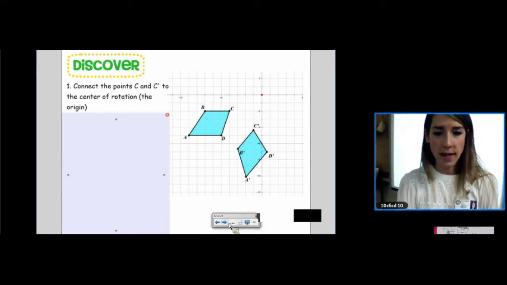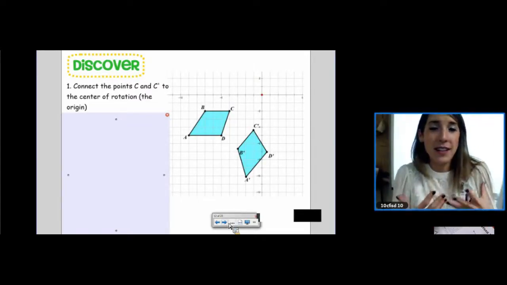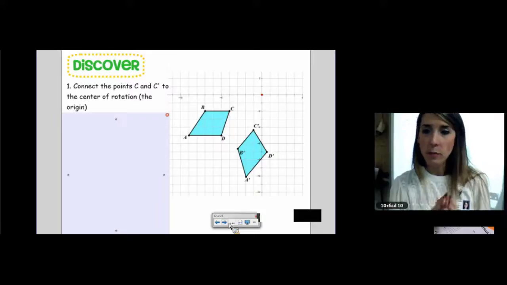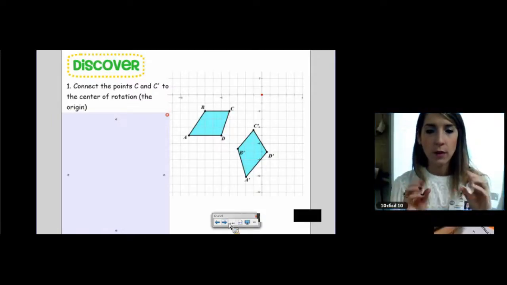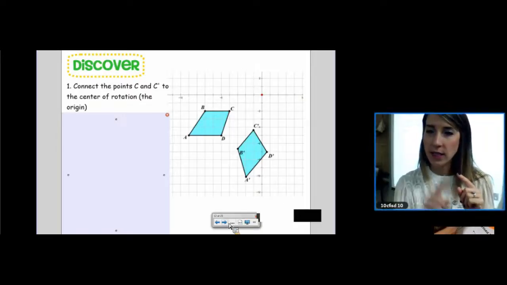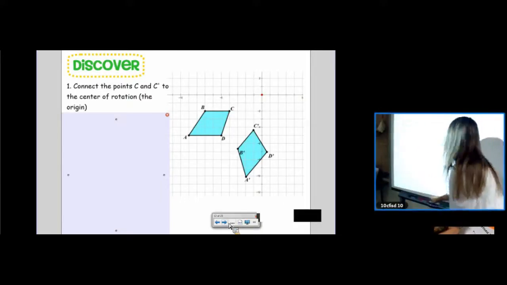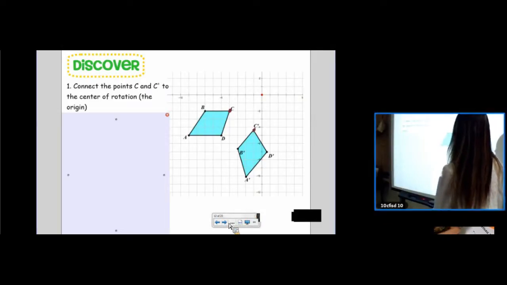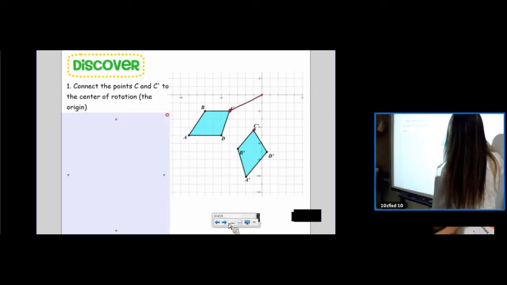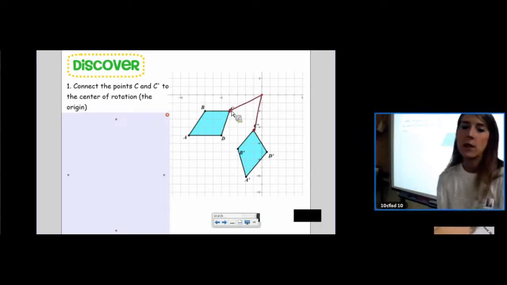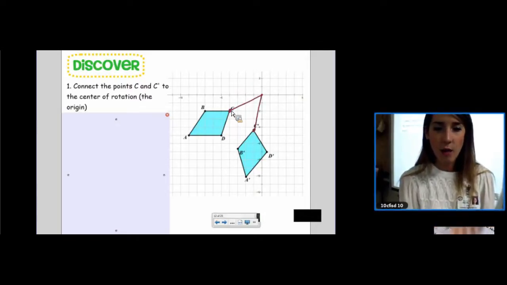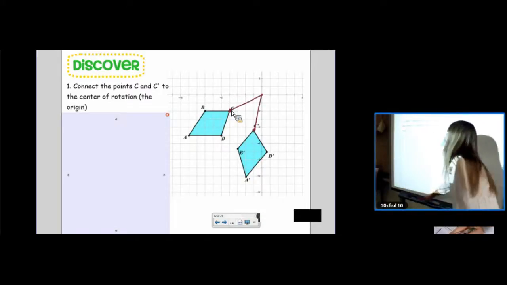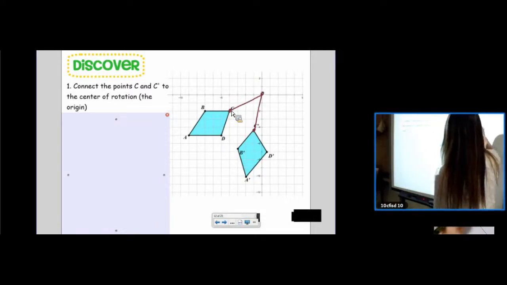You know that almost all of these, we begin by connecting the dots, but you do need to know which dots we're connecting. In this one, when we're looking at a rotation, we're not going to connect the corresponding vertices. We're going to connect the vertices to the center of rotation. So get your ruler. You only need to do one of them. I would recommend C and C prime. Connect the corresponding vertices to the COR, center of rotation. In this example, the center of rotation is the origin, but we know it doesn't have to be the origin.